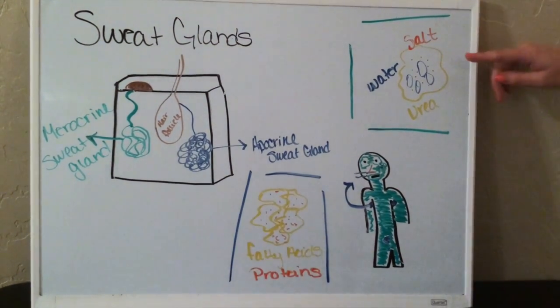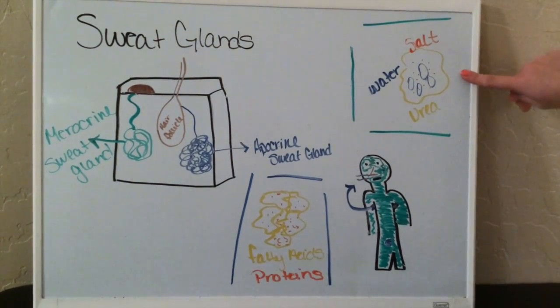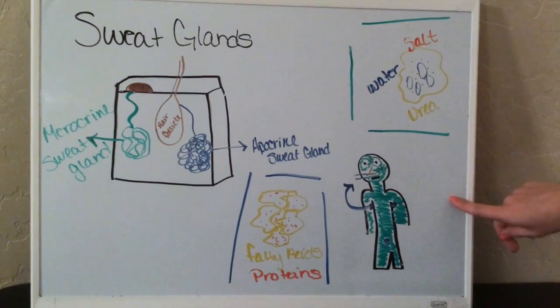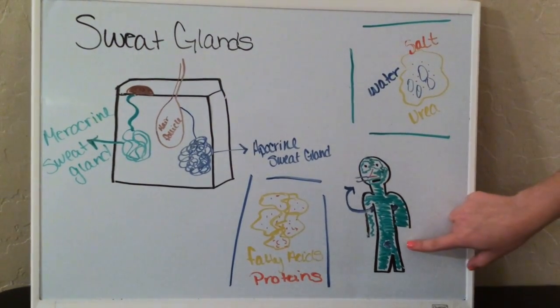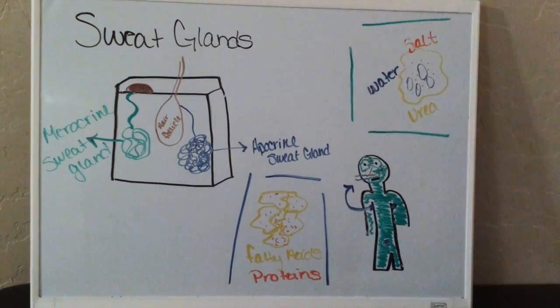The merocrine sweat glands are composed of water, salt, and urea, also known as true sweat. They are everywhere in the body except for the armpit and external genitalia, and they open at the skin surface.